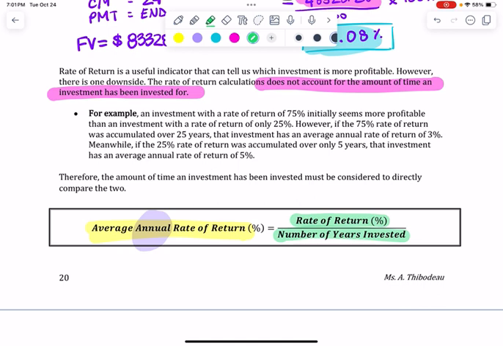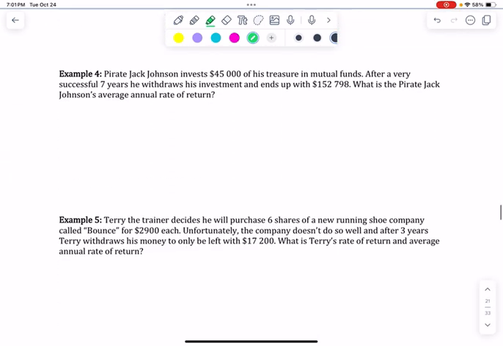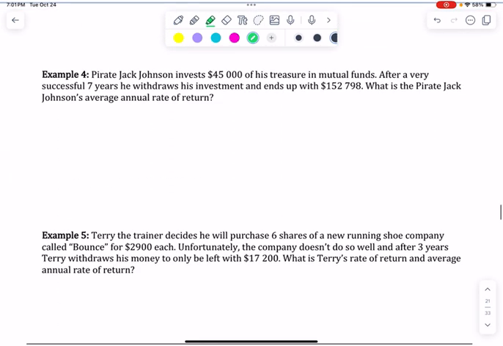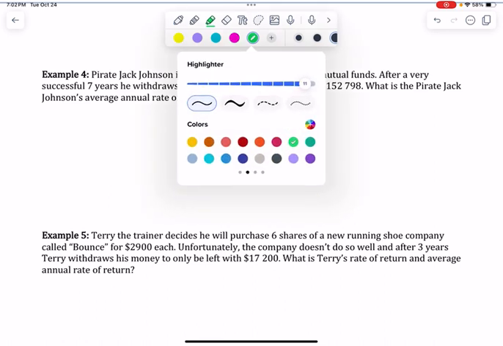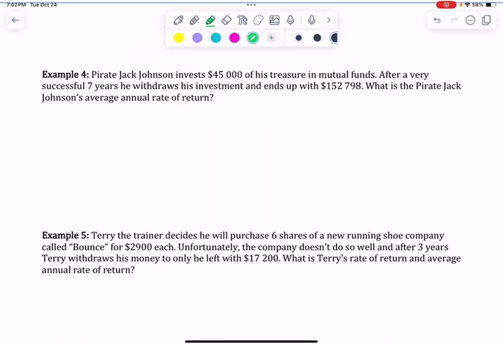All right, let's take a look. We've got 2 examples left, and those examples are going to be pretty generous to us. First one, we've got Pirate Jack Johnson. He invests $45,000 of his treasure into mutual funds. Very smart pirate. After a very successful 7 years, he withdraws his investment and ends up with $152,798. What is Pirate Jack Johnson's average annual rate of return?